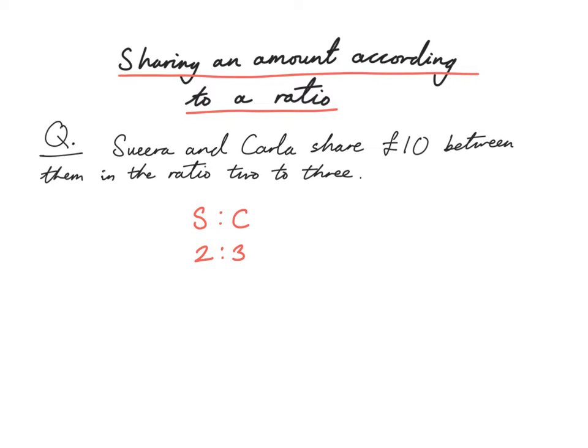Now, what are the steps here? Step 1, we need to add the ratios up. 2 plus 3 is equal to 5. Step 2, we divide the total amount by the sum of the ratios. So we do £10 divided by 5, which is equal to 2.